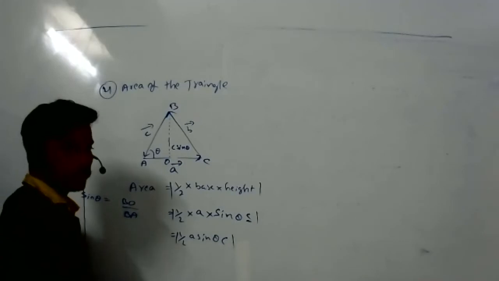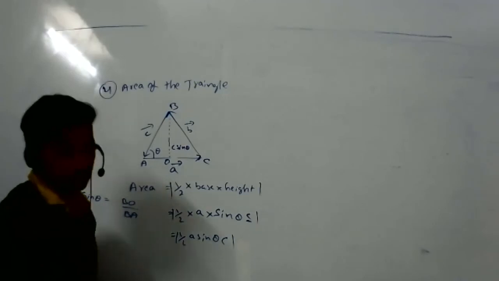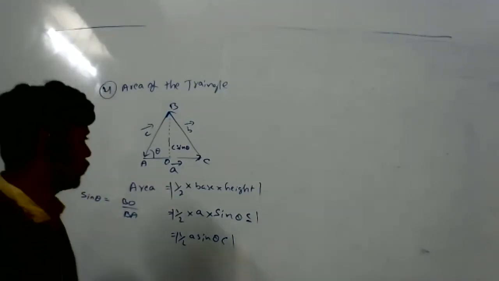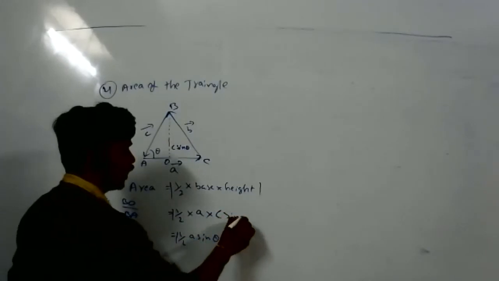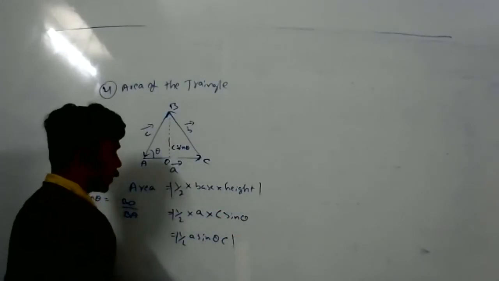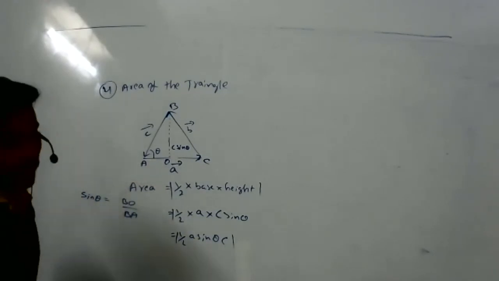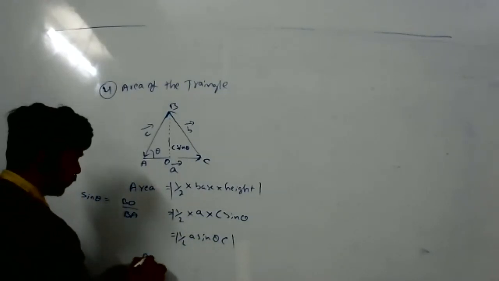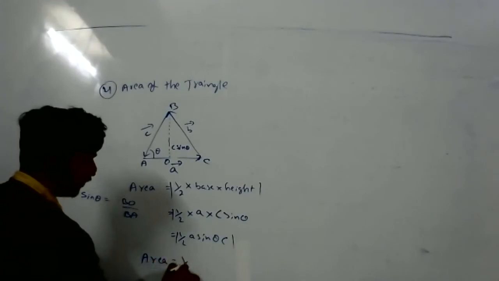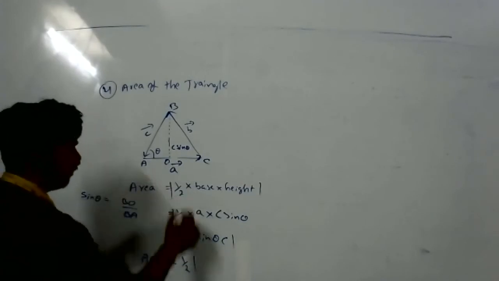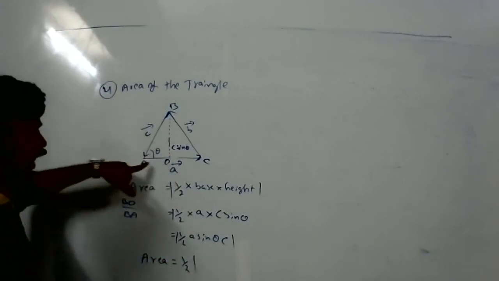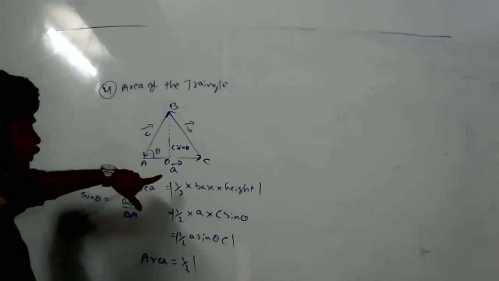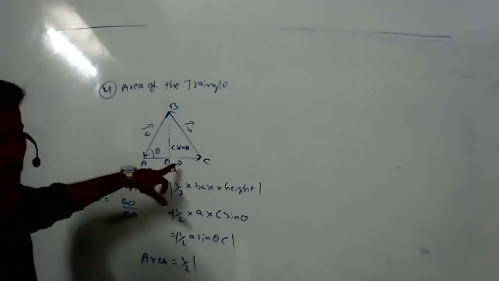Sin theta into C, C sin theta. Yes, sir, understood. C sin theta, or sin theta into C. If you want to write in the vector form, area equal to, I mean not in the vector form, like BA, what we have to do? Base into height, right? Base how much? A vector.